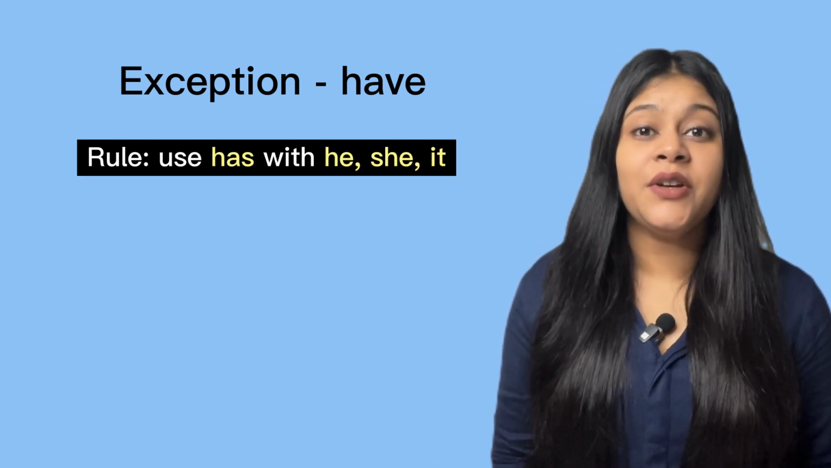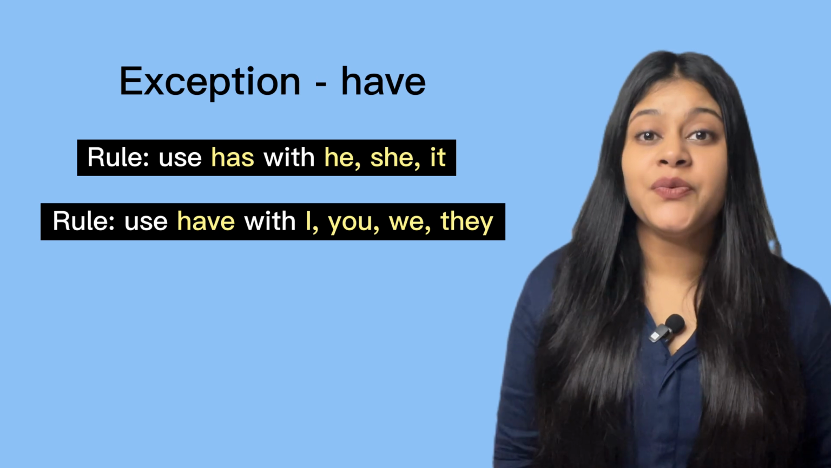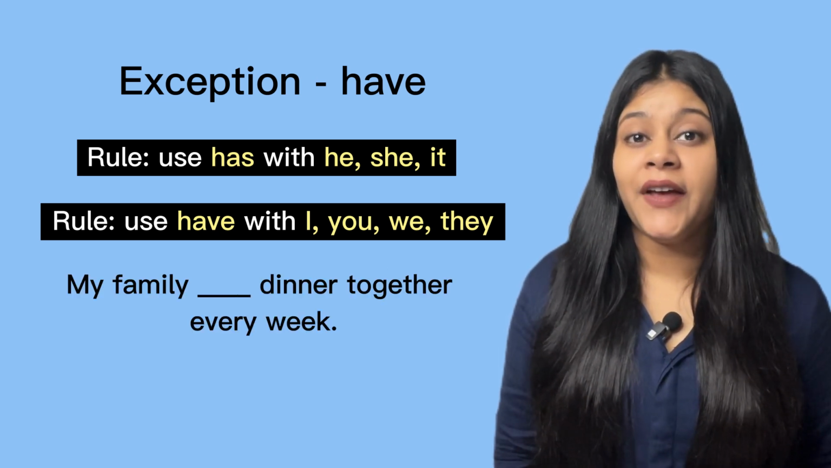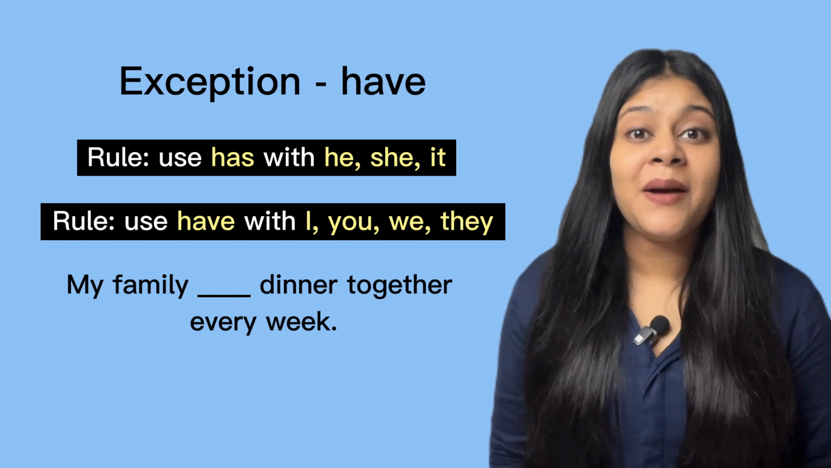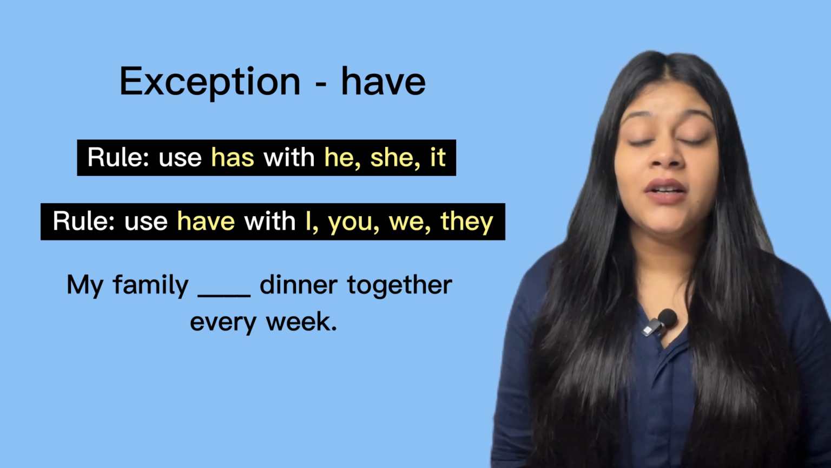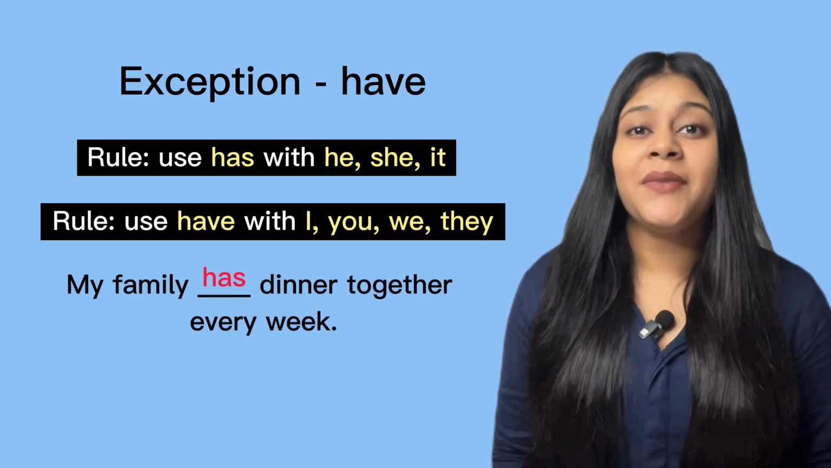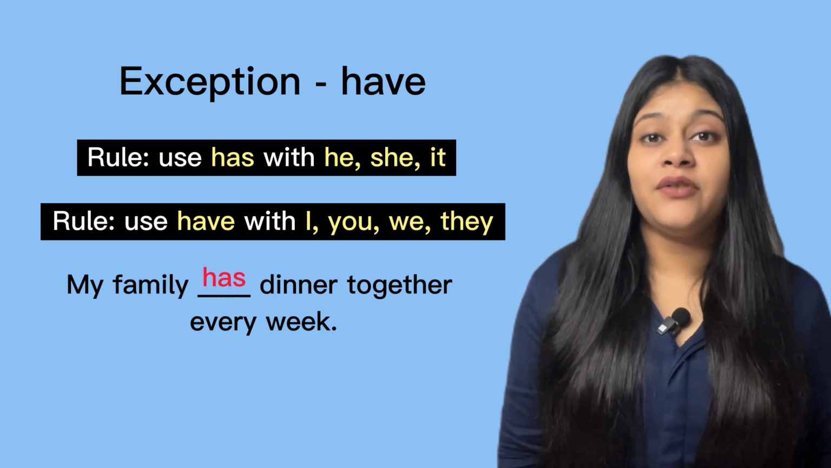We also make mistakes with exceptions, so it's important to have a look at those. With he, she, it, we use has, and with the other pronouns, we use have. For example, my family dash dinner together every week. My family is singular, it's one entity. So here we'll use the word has. My family has dinner together every week.